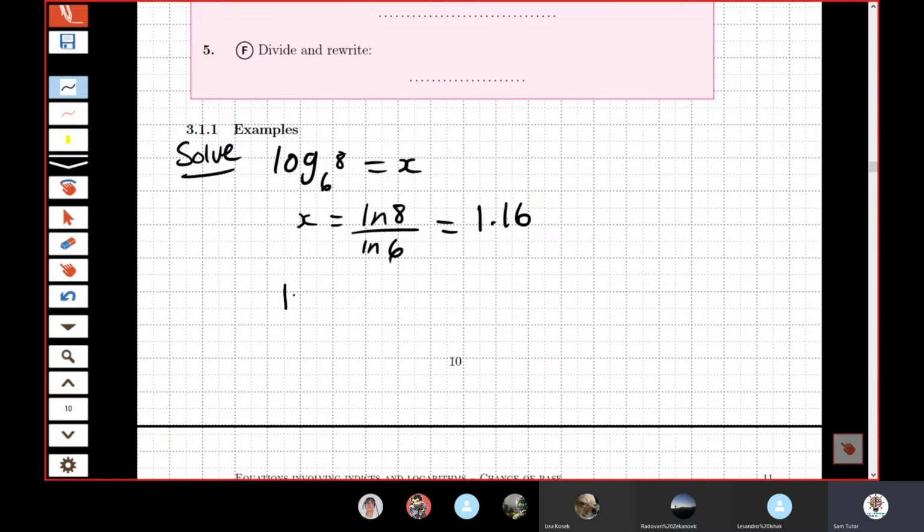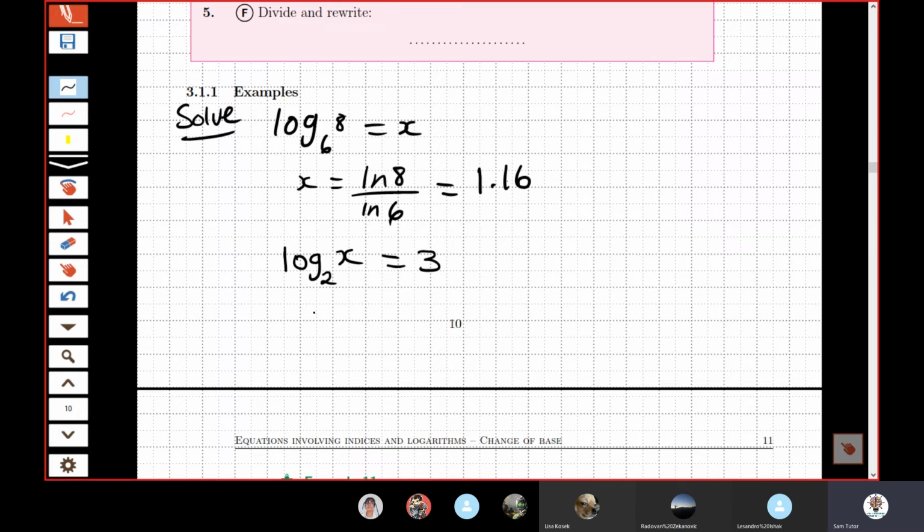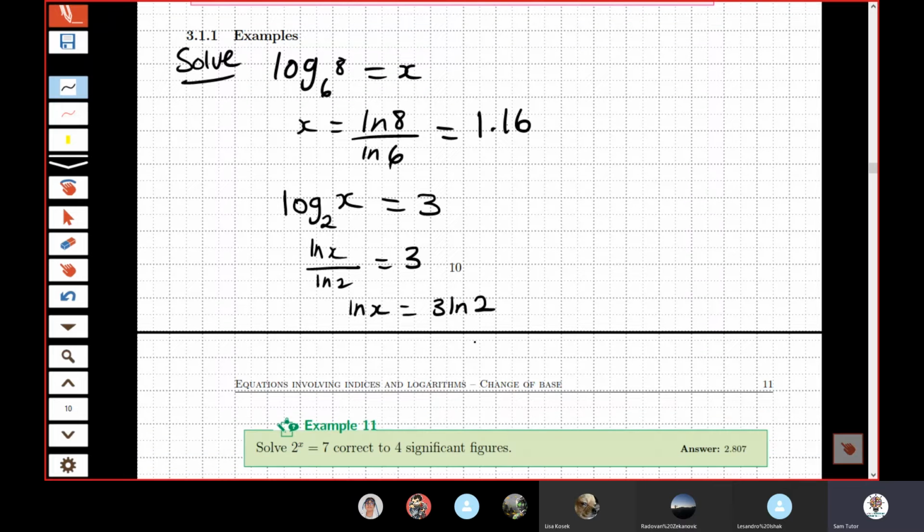Let's do another one. If I had log x2 equals 3. Again, I'm trying to solve for x, so I'll be writing it like this: ln x on ln2 equals 3. Then I'll naturally, because you're trying to solve for x, you're going to multiply this guy over. So ln x equals 3 ln2. And then can anyone tell me what I'm going to do with this 3 that's at the front? What can I do with? Yeah, that can go as a power now.